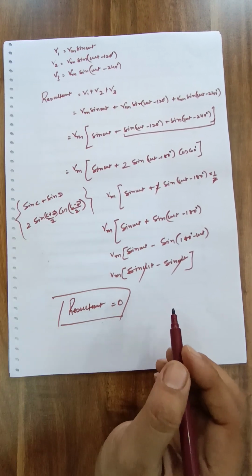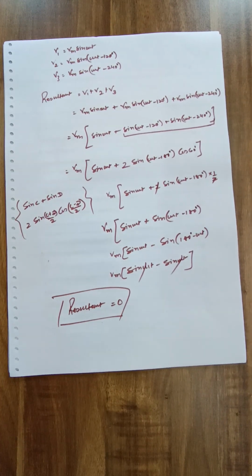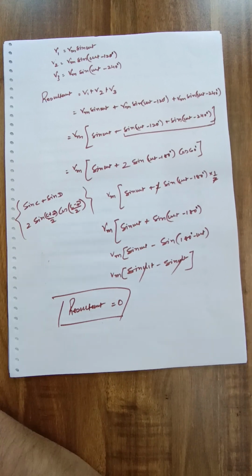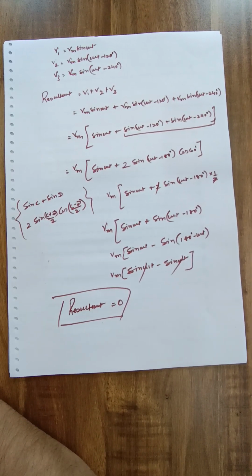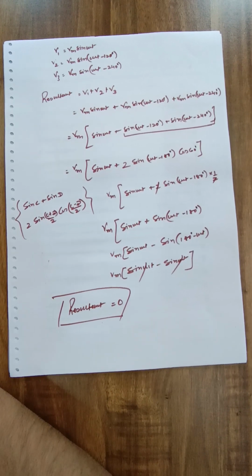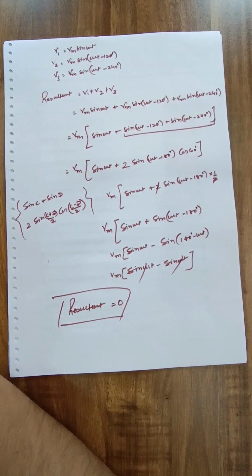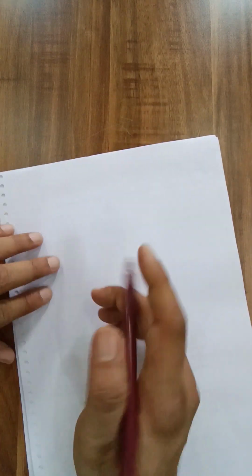Therefore, we have chosen the phase difference of 120 degree between the three phases so that at any instant the resultant will be equal to 0. Clear? So you can also find this concept using polar form. Let me show you the concept, how you can use polar form.